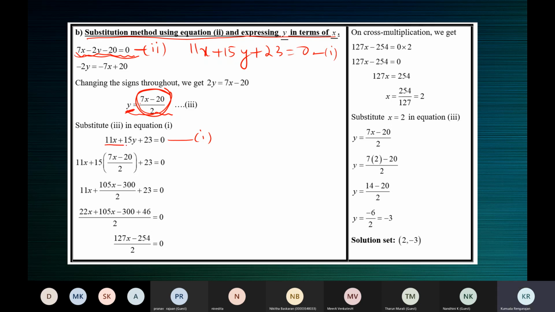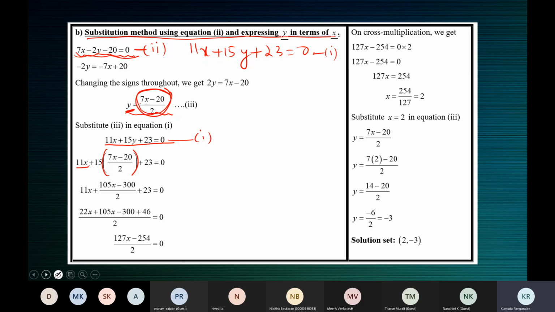So this is the first equation. 11x as it is, plus 15y, where y should be substituted with (7x minus 20) by 2, plus 23 is equal to 0. So this is the substitution method. That is why it is called the substitution method. For the variable y, you have substituted an expression in variable x.